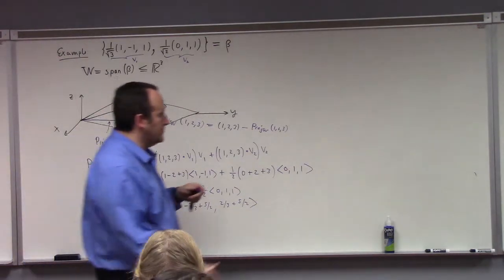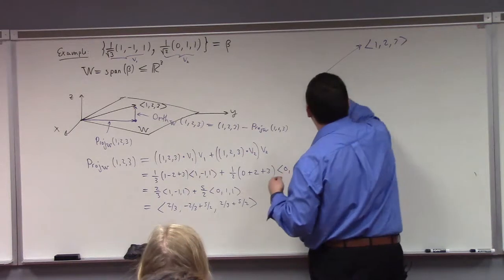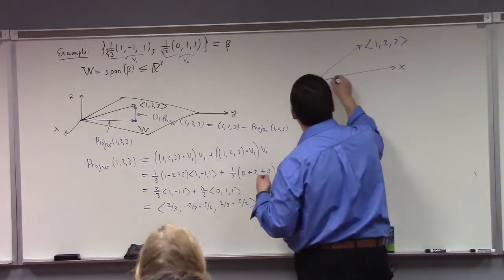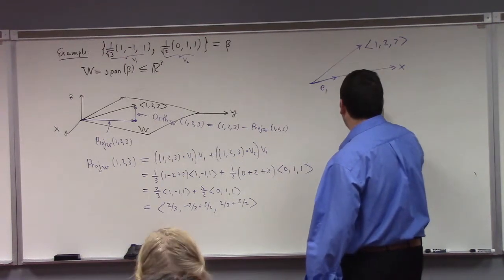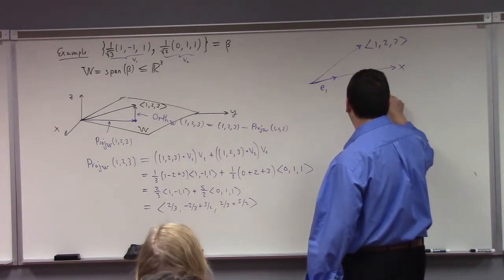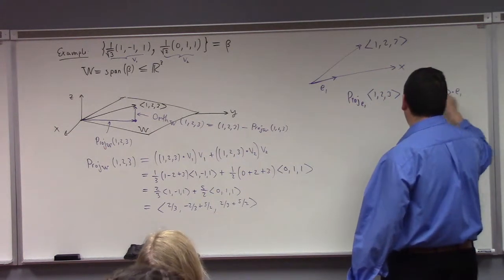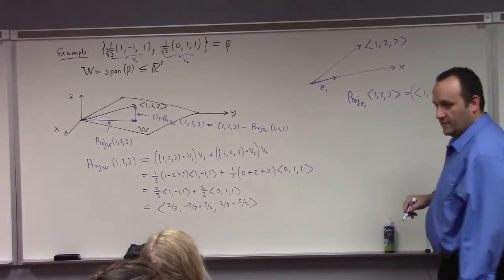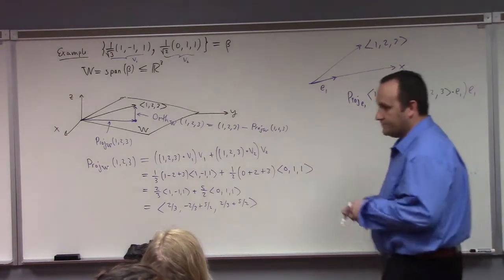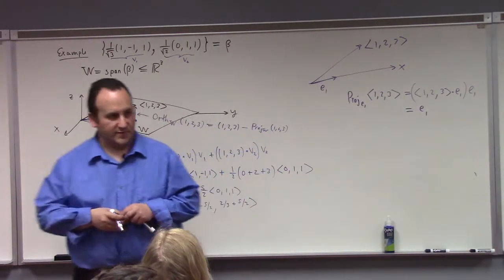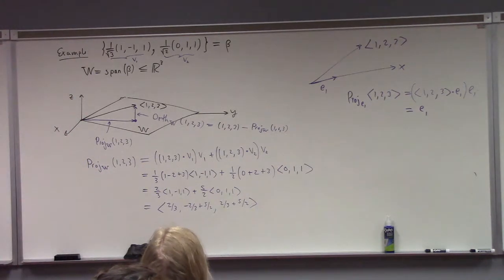For example, if you had 1, 2, 3 and you're projecting onto the x-axis, then the projection in the E1 direction of 1, 2, 3 is what? It's 1, 2, 3 dot E1 times E1, also known as E1. But if you have more directions you're projecting on, you just take the sum of the projections onto each piece and build it together.